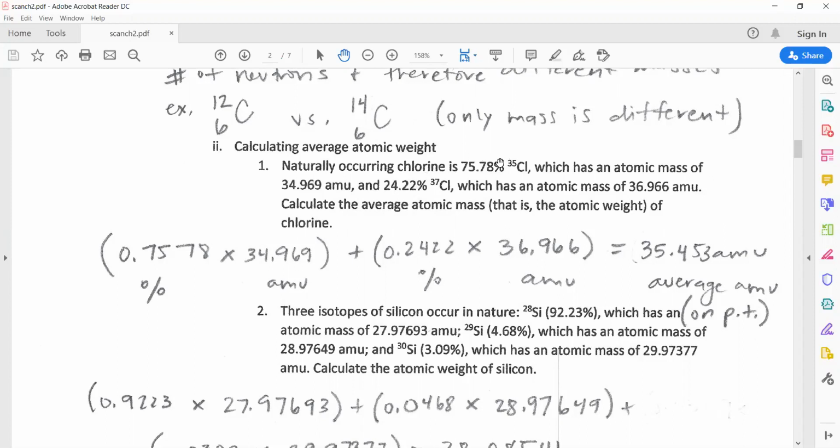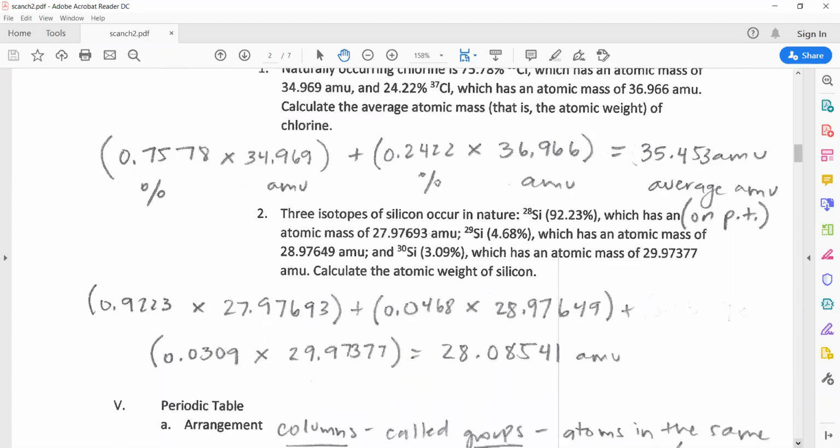So you do the same thing every time. You take your percentage, you divide by 100 to get it to a decimal form. So that's where the 0.7578 came from. And you multiply it by its given mass, which was 34.969, okay? Then you do the same thing for the other isotope. You take the 24%, you divide by 100 to get the decimal, and you multiply it by its given mass, which was 36. And then you add these things together, and then you get the average here as 35.453. I went with the same sig figs as the original masses were given.